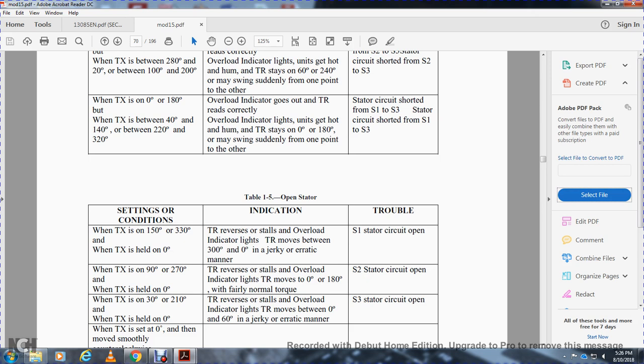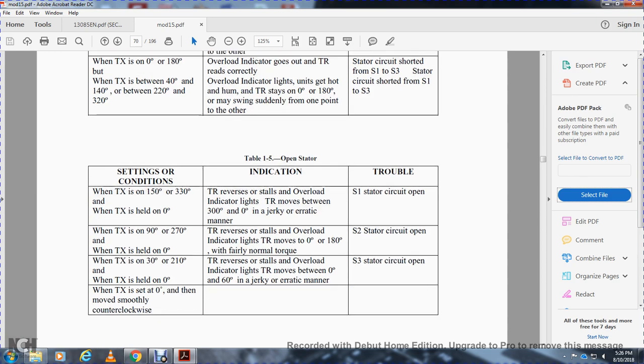The torque transmitter at 90 degrees, 270 degrees, and the torque transmitter held at 0 degrees, the torque receiver reverses or stalls, the overload indicator lights, and the torque receiver moves from 0 to 180 degrees with fairly normal torque. The stator 2 circuit is open. The torque transmitter at 330 to 210 degrees with the torque transmitter at 0 degrees, the torque receiver reverses or stalls, the overload indicator lights, and the torque receiver moves between 0 and 60 degrees in a jerky, erratic manner.